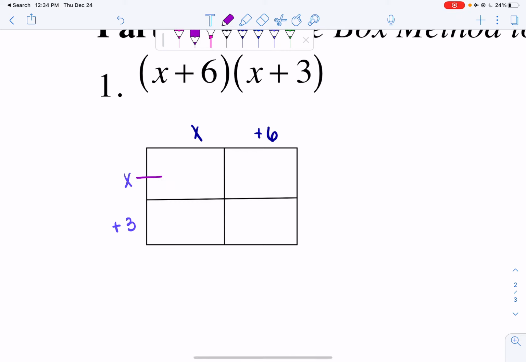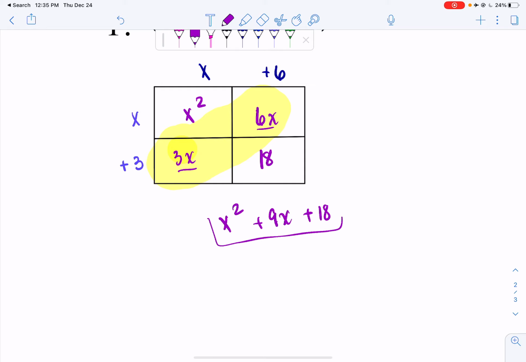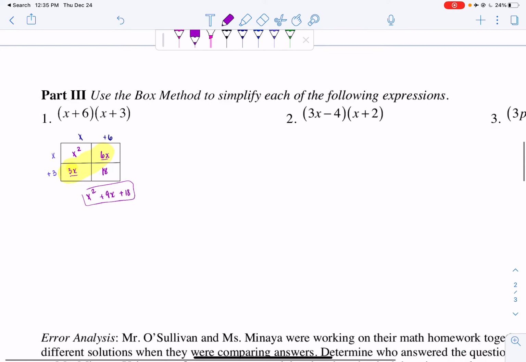We have to ask ourselves, what's x times x? Well, it's x squared. What's x times 6? 6x. 3 times x? 3x. 3 times 6? 18. Again, you don't need to rewrite. Just look at your diagonal. Those are your like terms. So I have x squared, 3x plus 6x is 9x. And then I have plus 18. That's your final answer. You just did the box method.